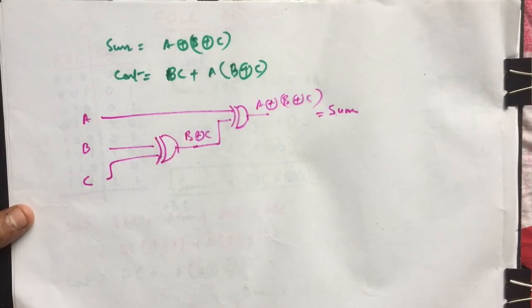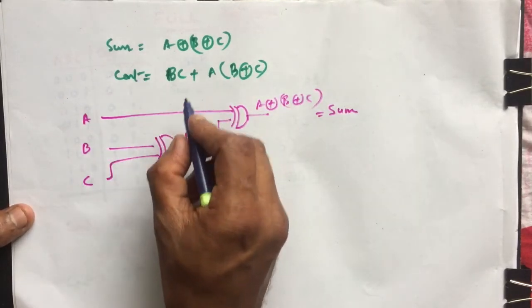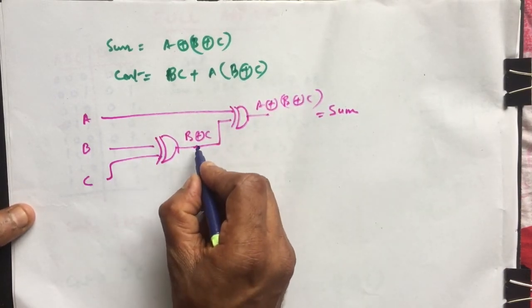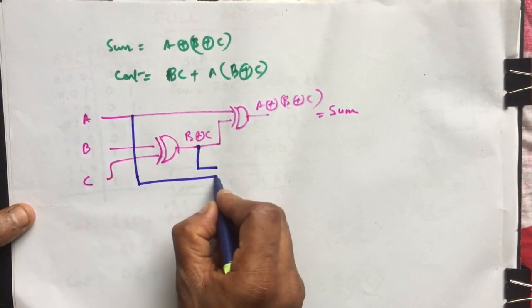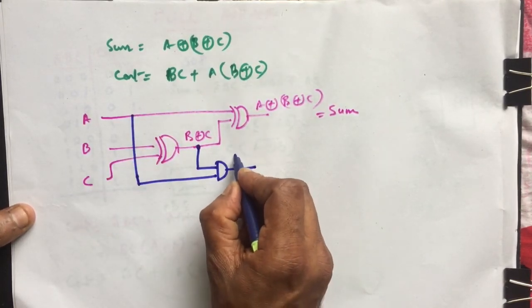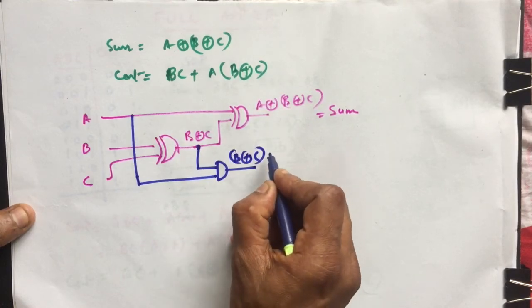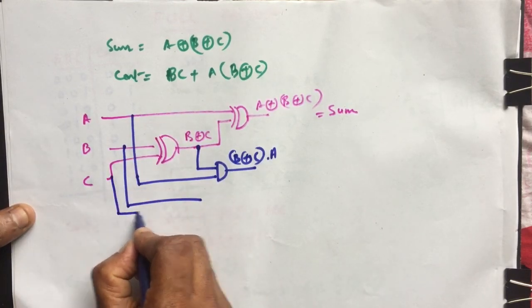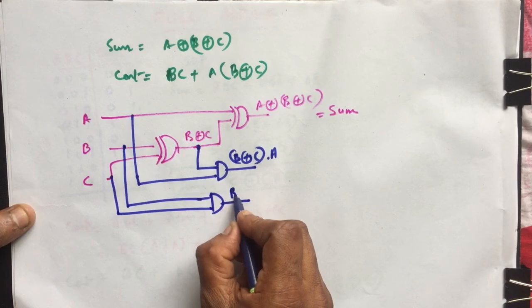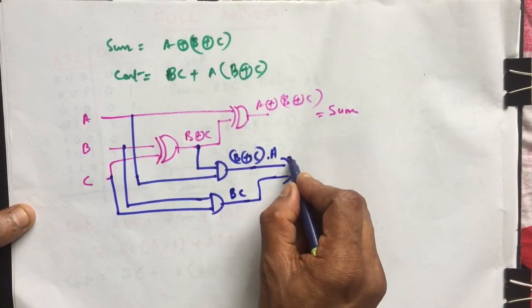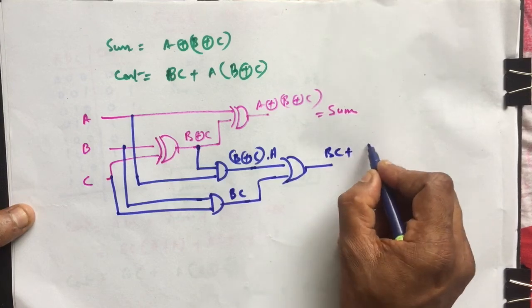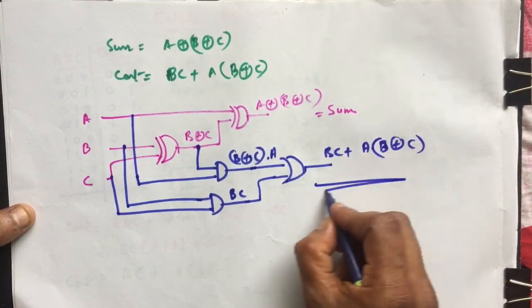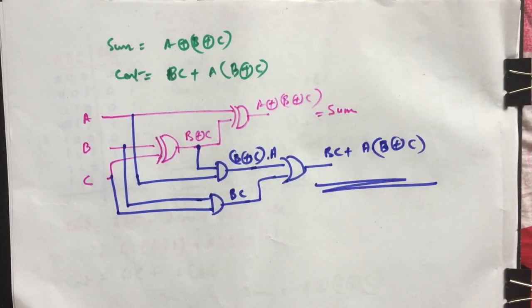Now for carry out, we need BC. Before that, we have B XOR C, which I already have here. Now B XOR C into A. This term plus BC. We have B and C, and then OR these together. So I have BC plus A into B XOR C. So this is the final circuit for a full adder.